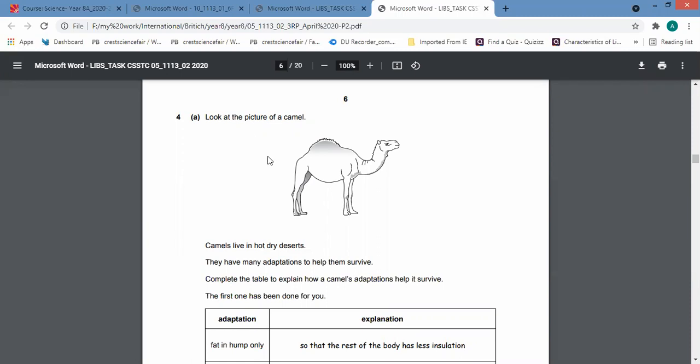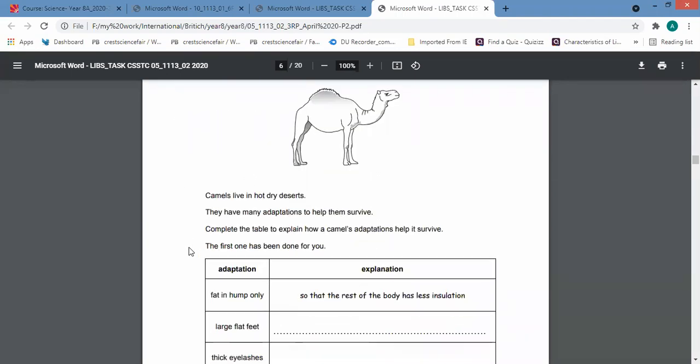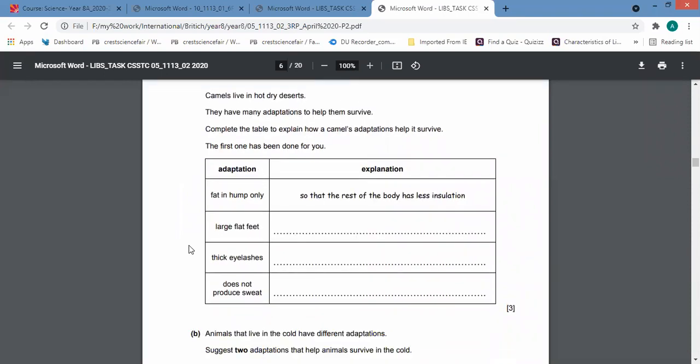Look at the picture of a camel. Camels live in hot, dry deserts. They have many adaptations to help them survive. Complete the table to explain how a camel's adaptations help it survive. The first one has been done for you. Fat in hump only so that the rest of the body has insulation. Okay. Large, flat feet.